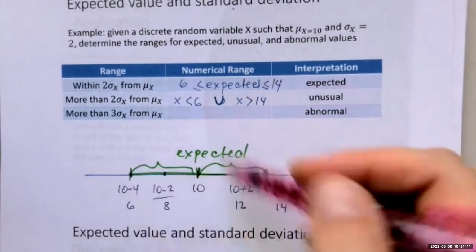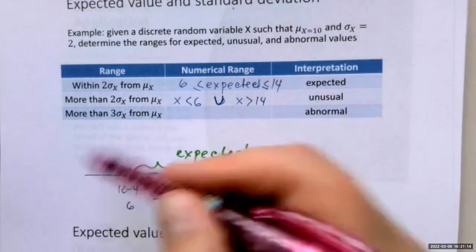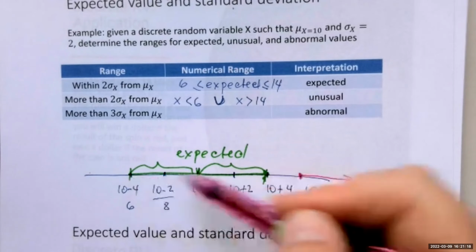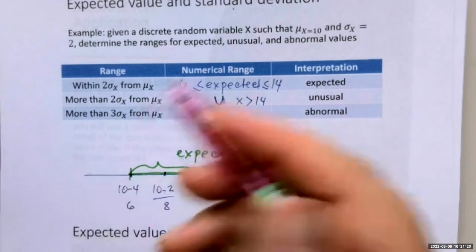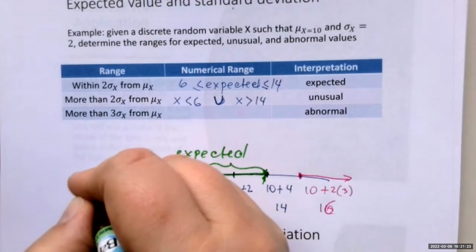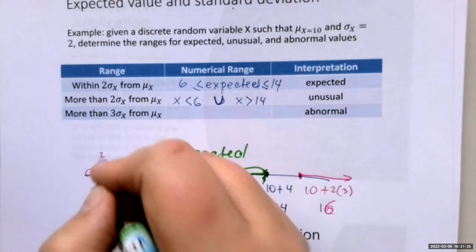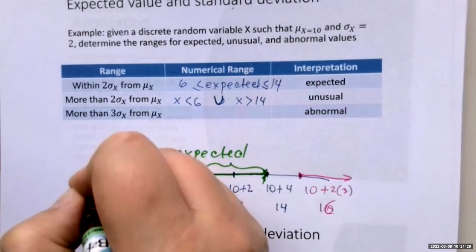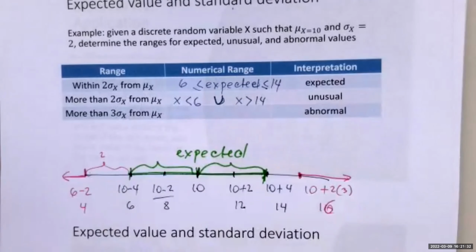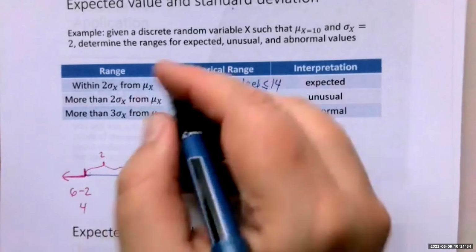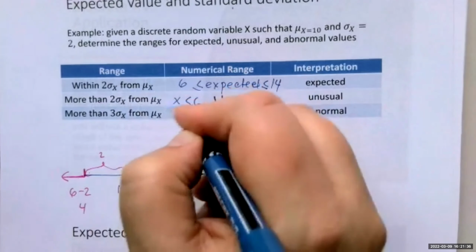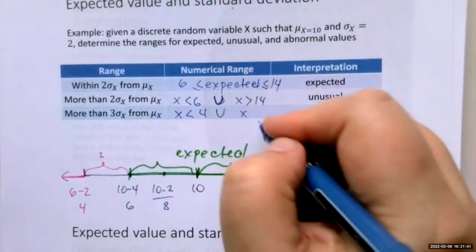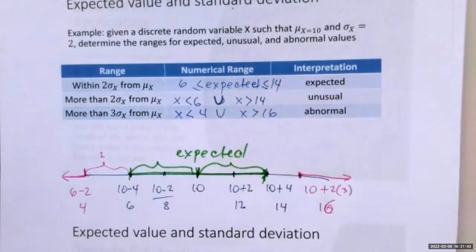On this side, we're going to subtract one more standard deviation. So we could subtract 2 from this point, or 6 from the center, from the 10, because we know that this step is also 2, right? So this is 6 minus 2, which is 4. So our abnormal values are to the left of 4. So here we're going to have x is less than 4, or x is greater than 16.